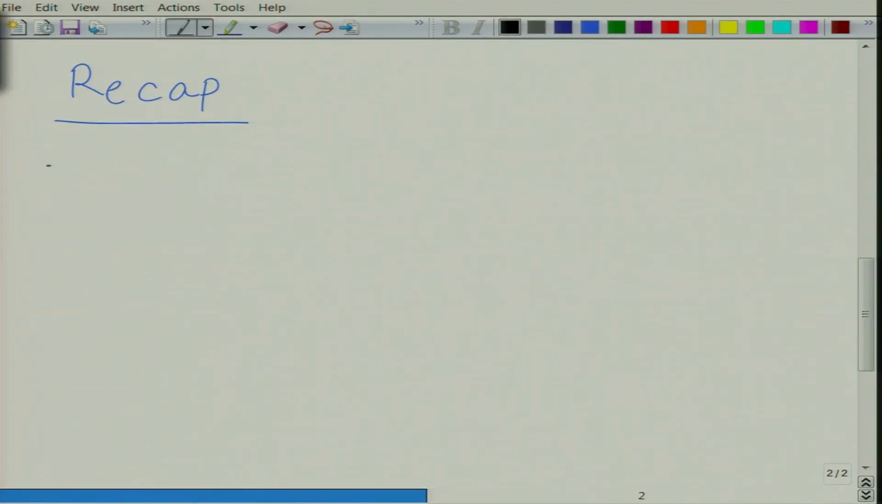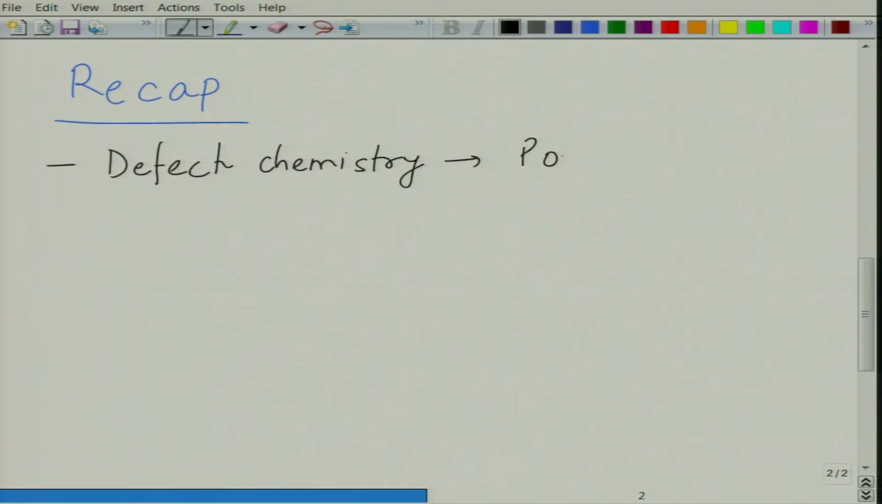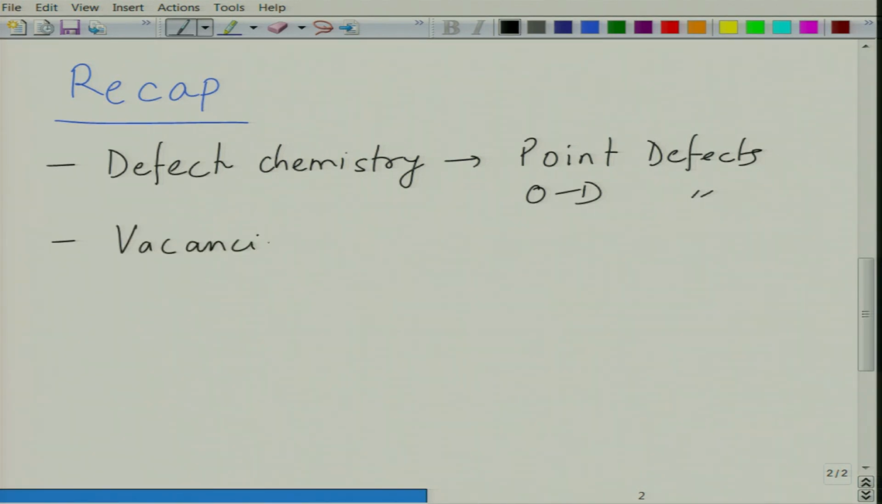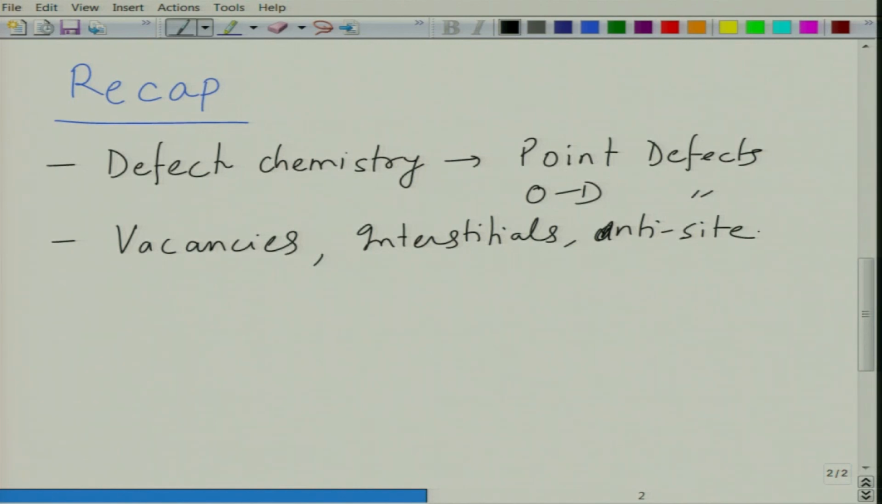So, in the last lecture we started our discussion on defect chemistry, and this defect chemistry basically deals with point defects. It does not deal with dislocations or surface defects, just with point defects, which are also called zero-dimensional defects. And there are various defects that can exist in the material. So, you can have vacancies of metals, cations and anions, then you can have interstitials, you can have anti-site defects, and so on and so forth.